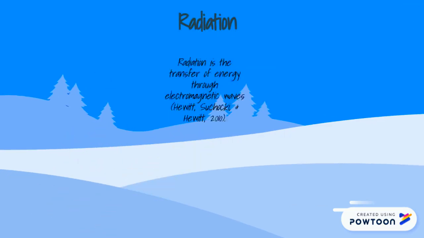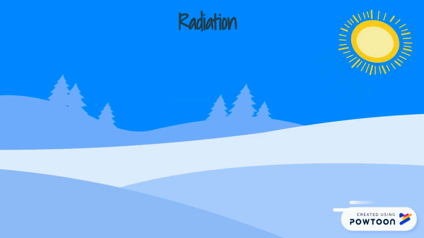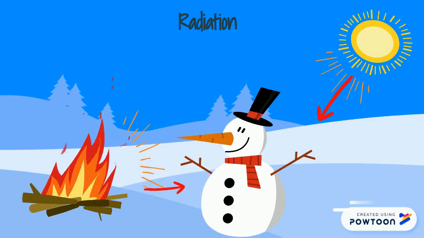Last, we have radiation. Radiation is the transfer of energy through electromagnetic waves. For example, the sun radiates electromagnetic waves, also known as energy, towards the earth, in the same way a fire radiates energy to the cooler objects around it.